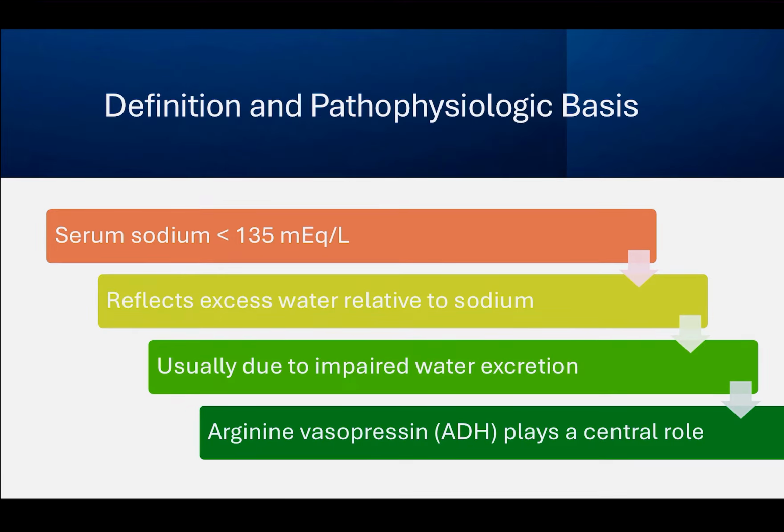Hyponatremia represents a disorder of water balance rather than sodium deficiency. In most patients, the kidney fails to excrete free water appropriately due to persistent secretion of arginine vasopressin, also known as antidiuretic hormone. Understanding this pathophysiologic principle is fundamental to diagnostic reasoning.